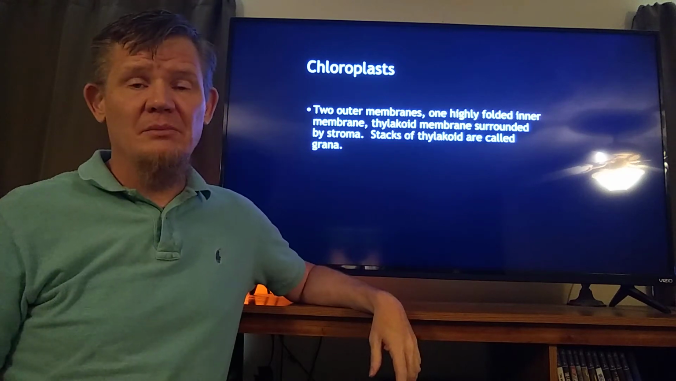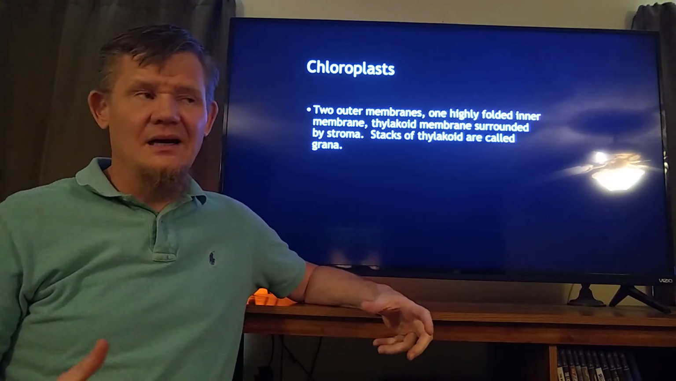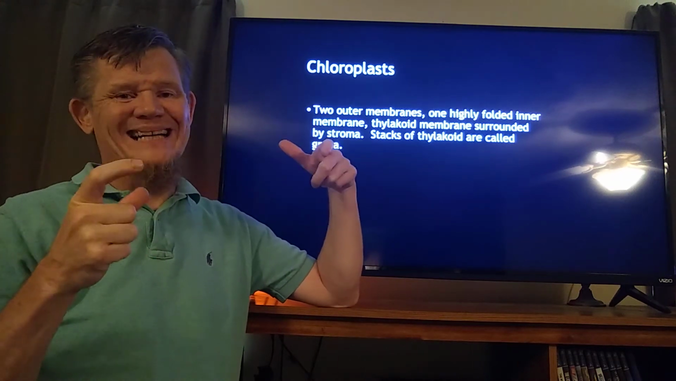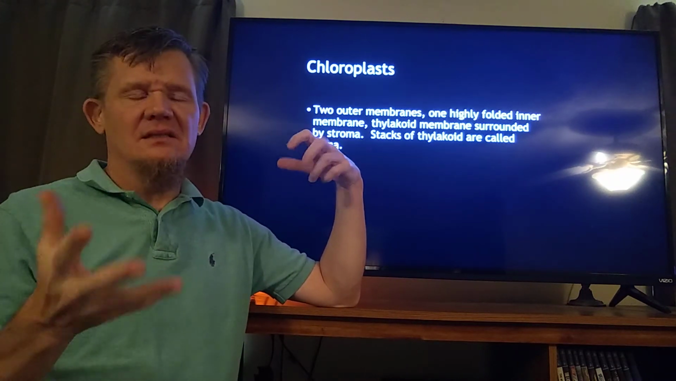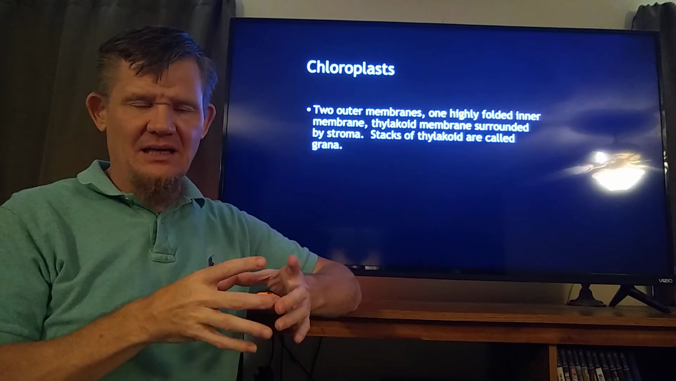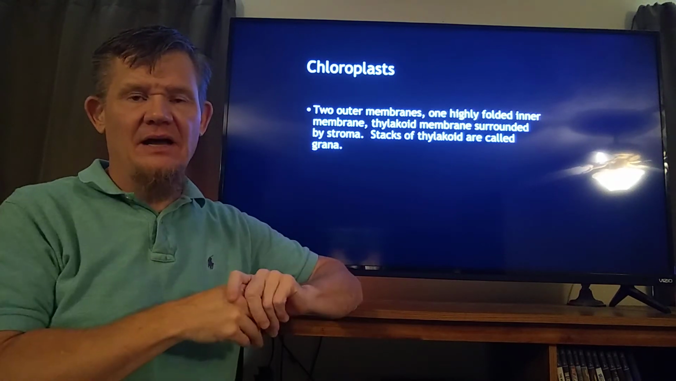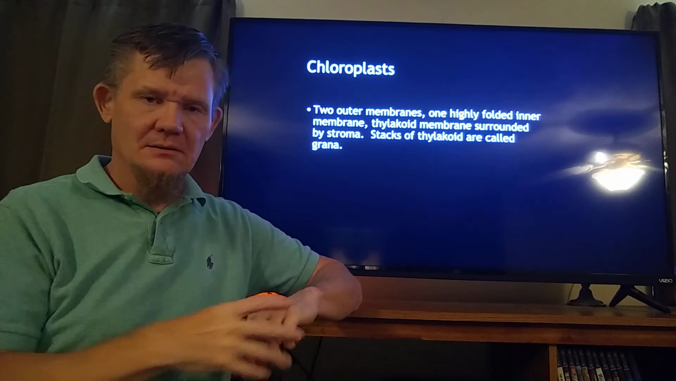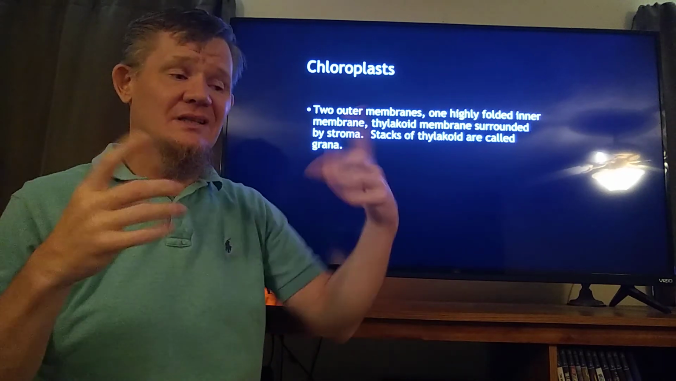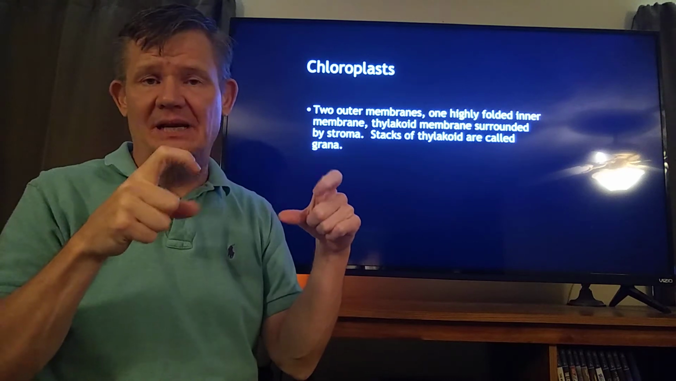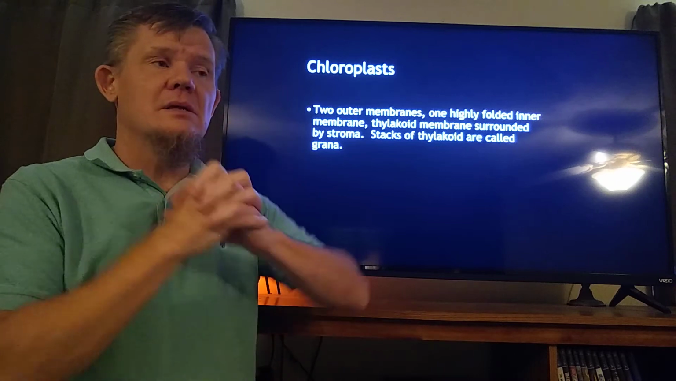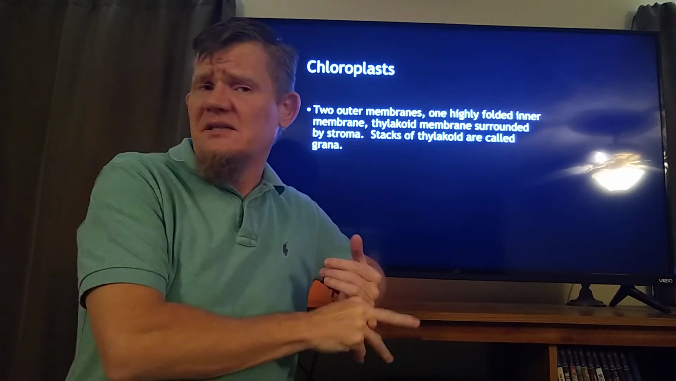The thylakoid membrane is highly folded into what look like stacks of pancakes or stacks of nickels, and those are called grana. Granum is singular, so if I have one stack of pancakes, I have a granum. If I have many stacks of pancakes, I have several grana. All right, so the thylakoid membrane is folded into little stacks of nickels or pancakes that we call grana.